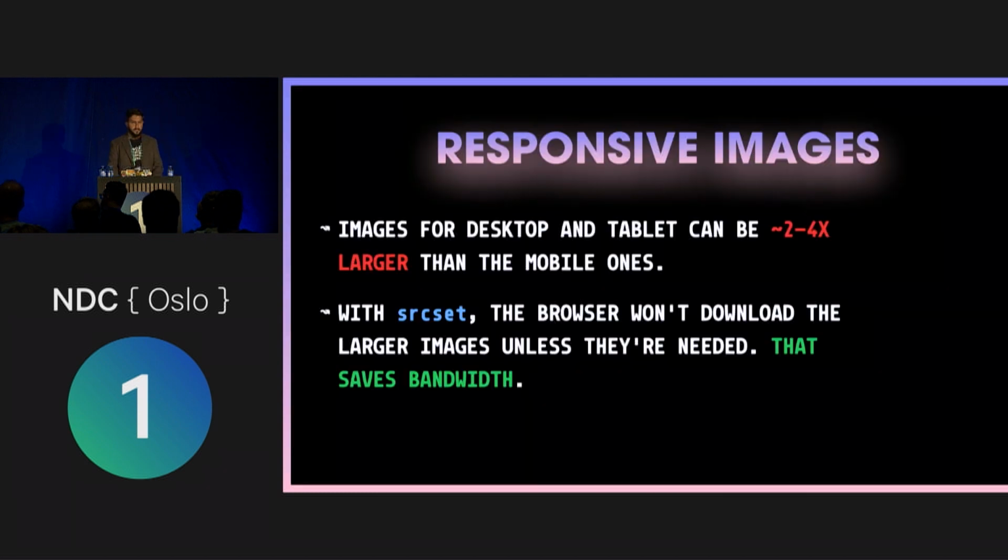So basically, this is from Google, this data. Images in the desktop and the tablet, they can be like 2 to 4 times larger than the mobile ones. So if we only have this one set of images, what's going to happen is either the person on the desktop is going to have not so good resolution, or the person on the tablet or any other mobile device is going to be downloading extra stuff that they probably don't need. So with this one extra HTML attribute that's called srcset, we can avoid that.